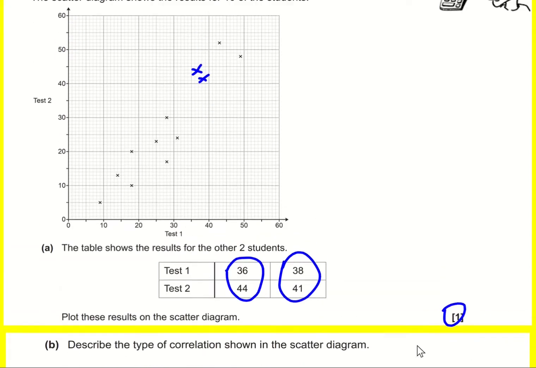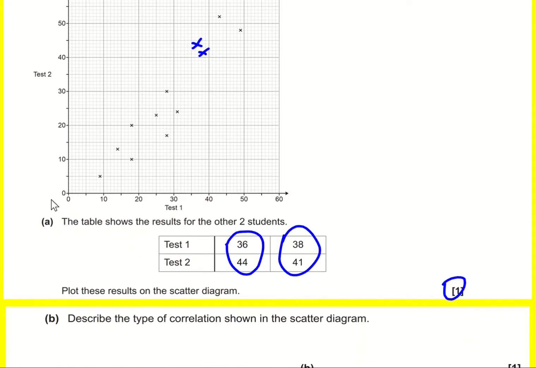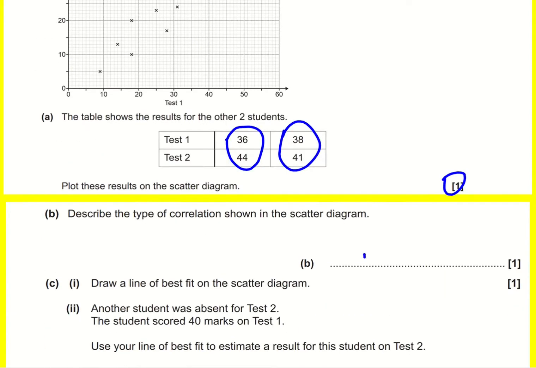Describe the type of correlation shown. Well, we see that as we do better in test 1, we tend to do better in test 2. Or we've got a positive gradient if you were to draw a line through it. This is called positive correlation.